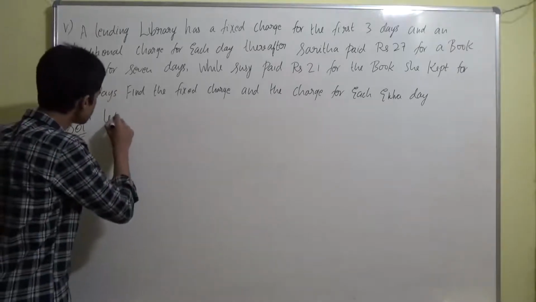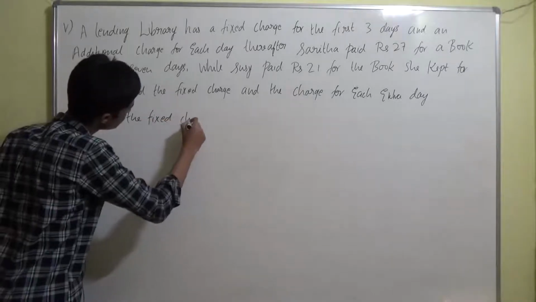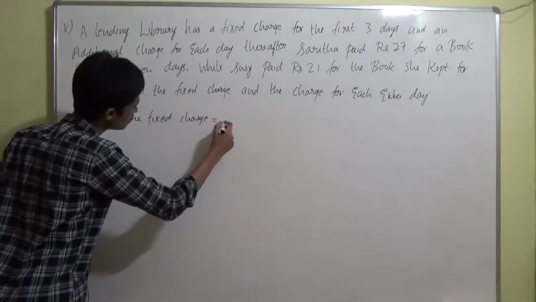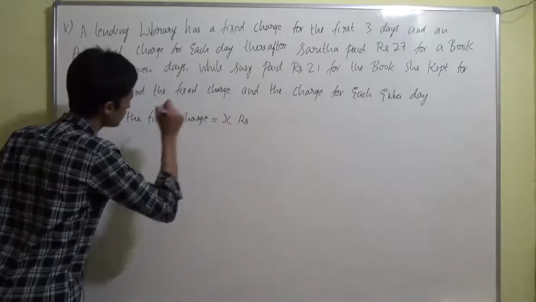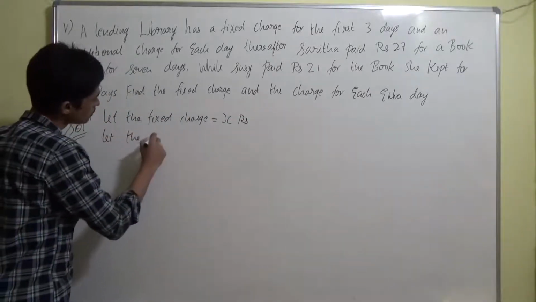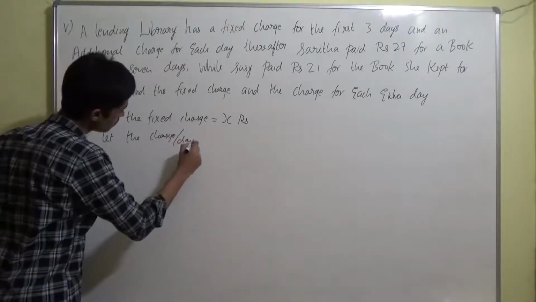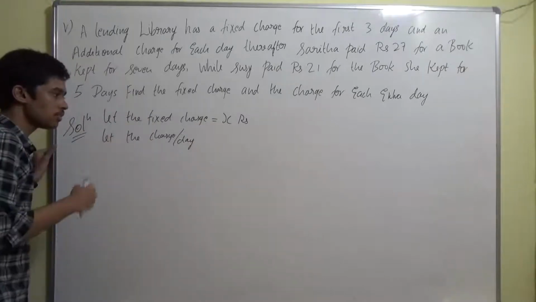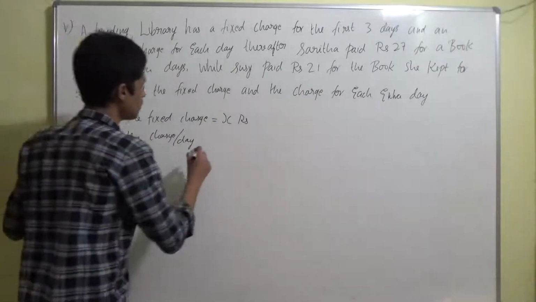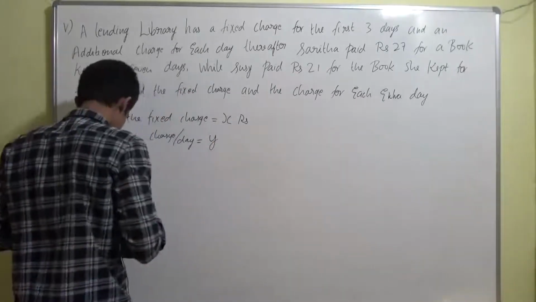Let the fixed charge be equal to x rupees, right? And then let the charge per day after the fixed charge, after 3 days, be y rupees per day. So this is x, right?